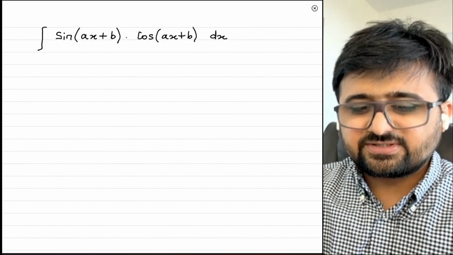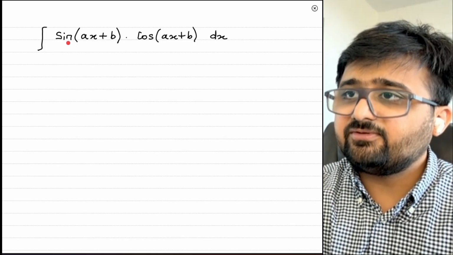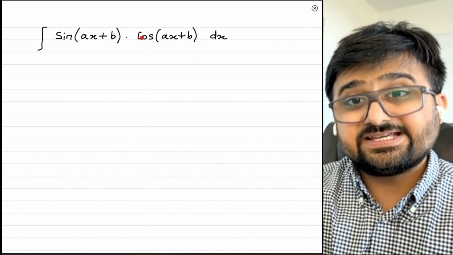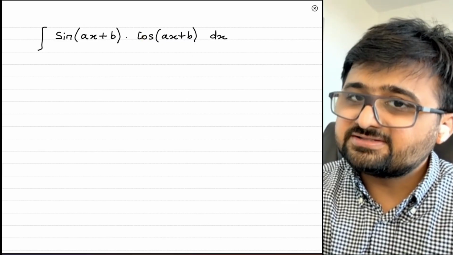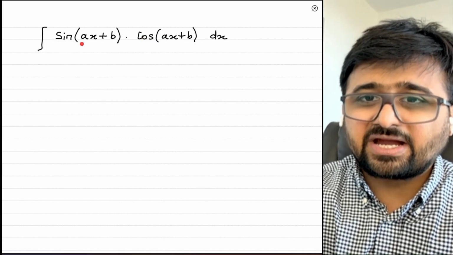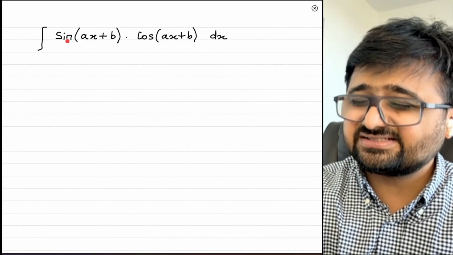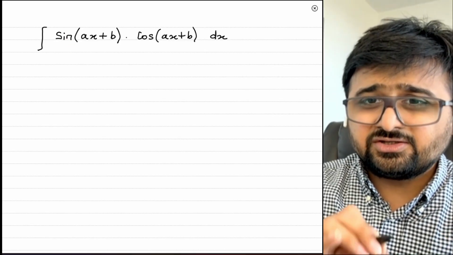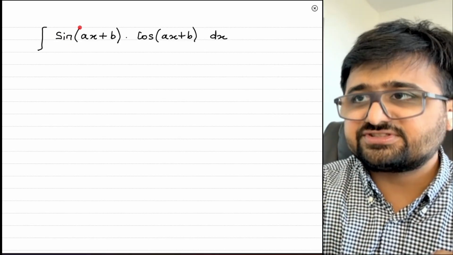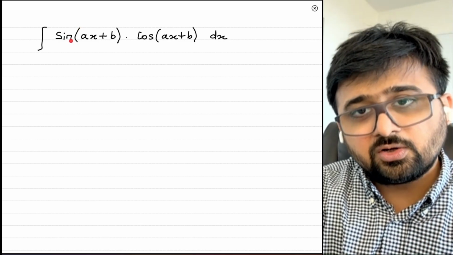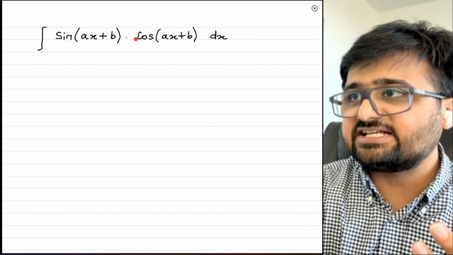In order to do u substitution in this, notice that the derivative of sine is nothing but cos, which is present over here. Also, the derivative of cos is minus sine. Minus is not present, but at least sine is present. So you can do either or in this case. You can either put sine ax plus b is equal to u, or you have an option to put cos ax plus b is equal to u.